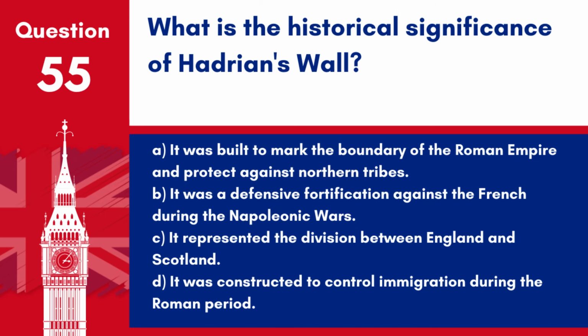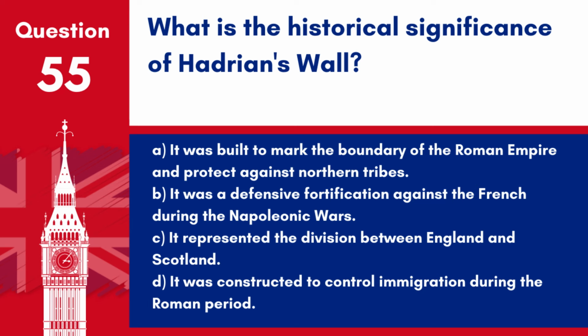Question 55. What is the historical significance of Hadrian's Wall? A. It was built to mark the boundary of the Roman Empire and protect against northern tribes. B. It was a defensive fortification against the French during the Napoleonic Wars. C. It represented the division between England and Scotland. D. It was constructed to control immigration during the Roman period.